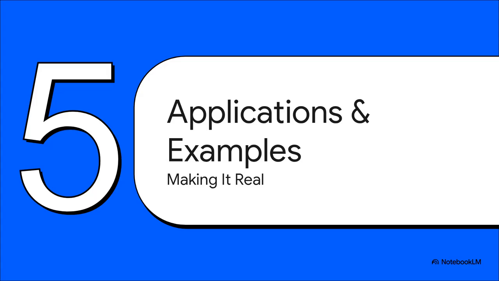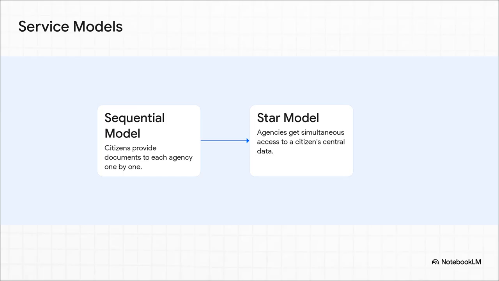Okay, we've covered the theory, but how does this stuff actually work in the real world? Let's get into some practical applications and examples. This right here shows a game-changing shift in how we can get public services. The old way is what's called a sequential process. You know how it is. You have to give the same documents to one agency, then the next, one by one. It's slow. The new star-shaped process is way more efficient. You just grant multiple agencies access to the data they need in your central environment all at the same time. You're at the center of it all.